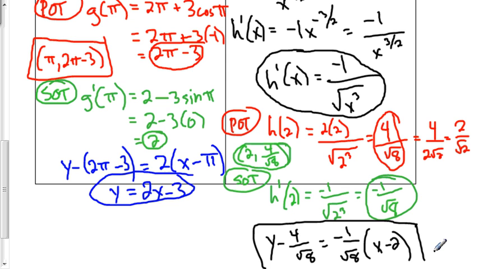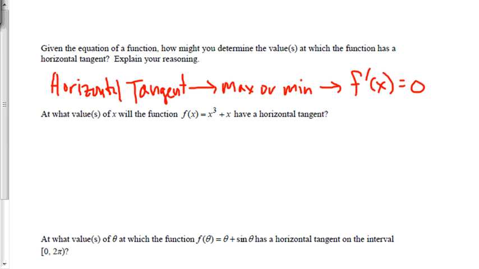Okay, and let's answer these last few questions. The first question: given the equation of a function, how might you determine the value at which the function has a horizontal tangent? Explain your reasoning. We know a horizontal tangent occurs whenever you have a max or a min, so when you're changing from either increasing to decreasing or decreasing to increasing. And when does that occur? That occurs when the derivative equals 0. So if you're given the function, take the derivative and set it equal to 0.